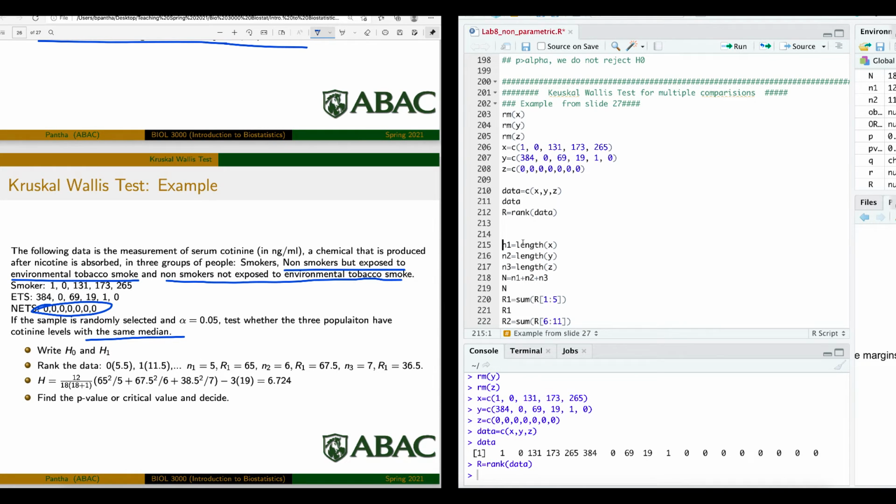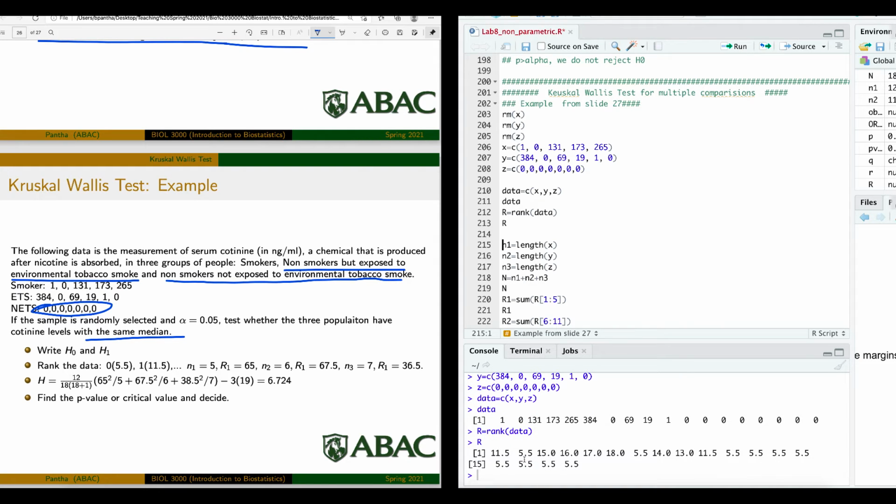So I did data with all those combined in one sample, and then R equals rank. I ranked all those. If you want to see how that R looks like, this is what the R looks like. These are the ranks of this data set. You see that all those are 0, so they are getting 5.5 rank, right? All of them are getting 0, so all these zeros are getting 5.5. There is one more 0 there. Okay, all right, now you know how to rank them. We have done those already.